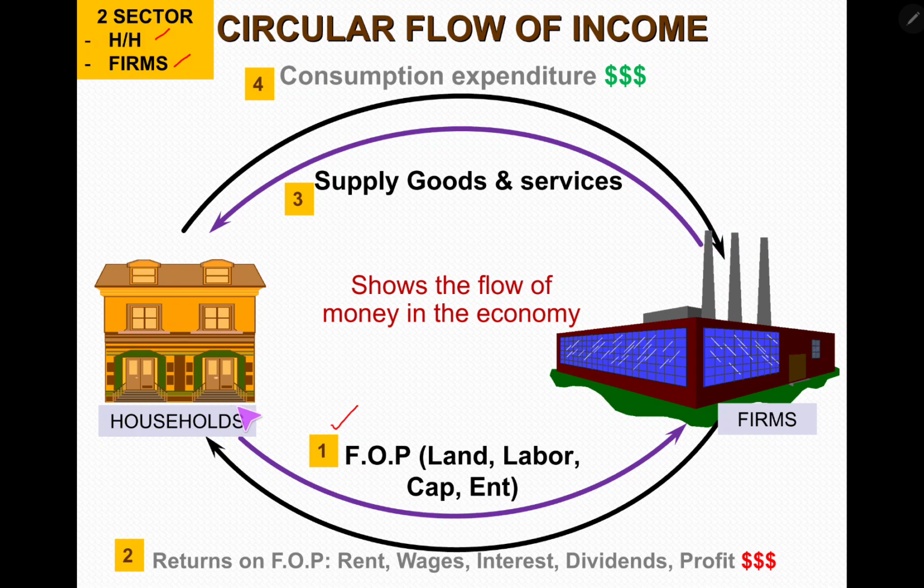First, the household as the owner of factors of production supply the factors of production and they receive the income, and the firms, using the factors of production, produce goods and services and supply it to the household, and in return they will get the income based on the consumption made by the household.